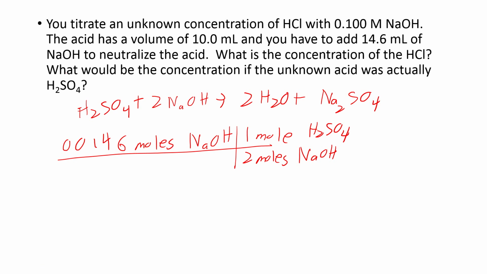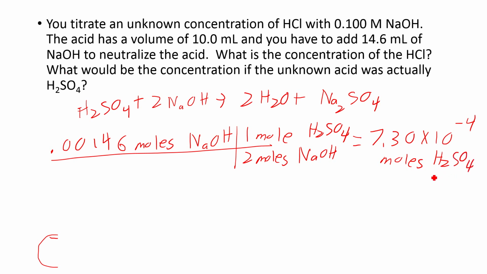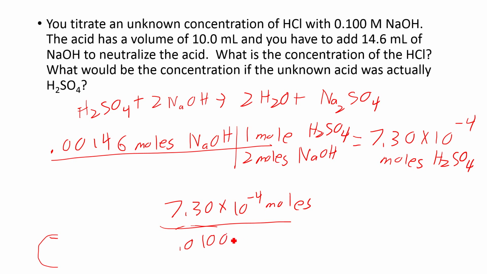So 0.00146 divided by 2 is going to give us that number. I'm going to go with the scientific notation because there are so many decimals. 7.30 times 10 to the minus 4th moles of H2SO4. The problem said what would be the concentration if the unknown acid was actually H2SO4. Nothing was changed with the volume. So we have 7.30 times 10 to the minus 4 moles divided by the fact that we have 0.01000 liters.